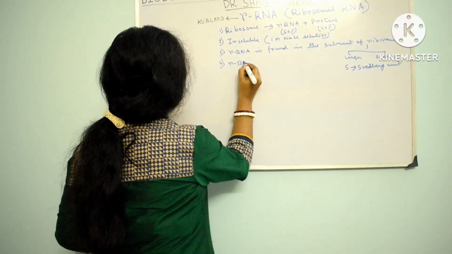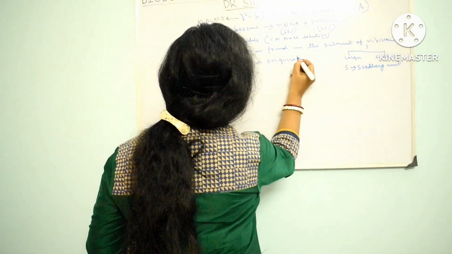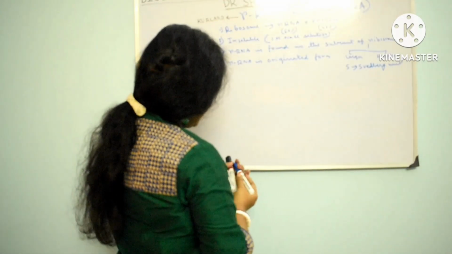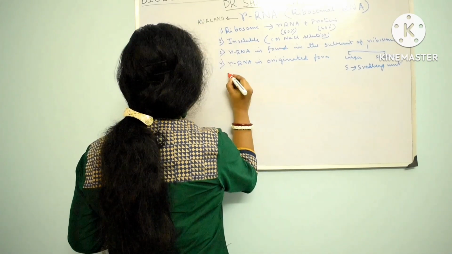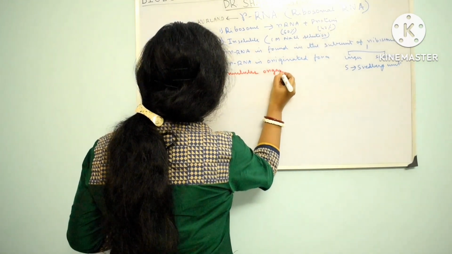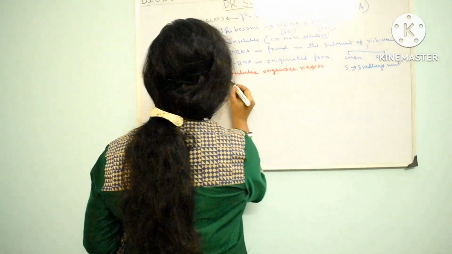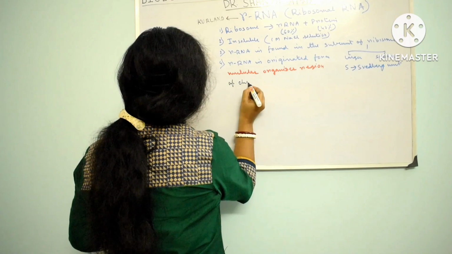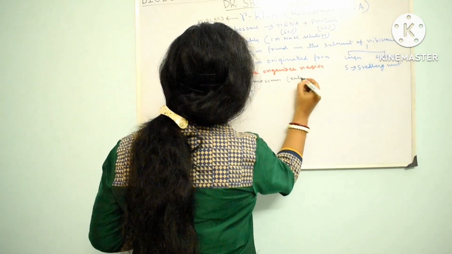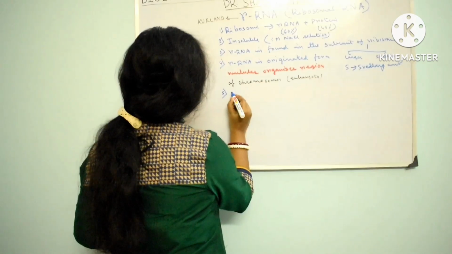rRNA originates from the nucleolar organizer region. The nucleolar organizer region is a region of chromosomes in the case of eukaryotes.